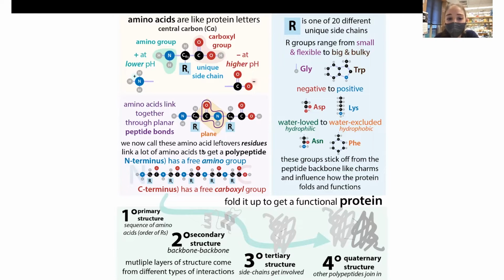But this sequence of amino acids is really important. The order of the R groups matters because they all have different properties. It's going to influence how the protein folds up in order to best accommodate those properties, like whether they're water-loving, whether they're charged, all of those different things. So the order of amino acids is really important in determining the protein's final structure. And this order of amino acids, this primary structure, is what Sanger wanted to figure out for insulin.